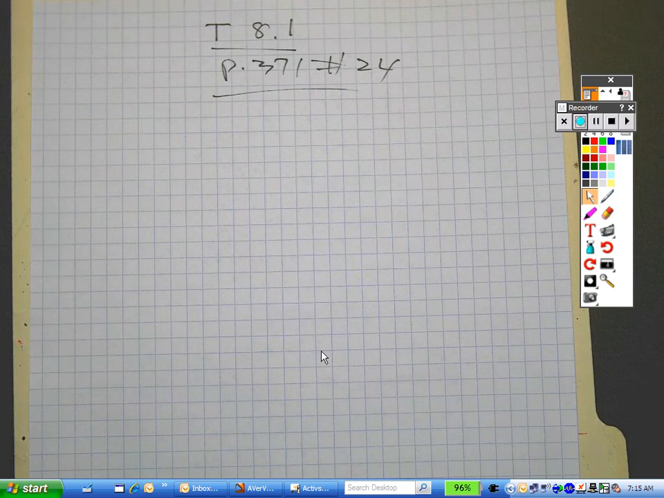Hey, AP Physics students, how about a few hints regarding T8.1, page 371, number 24.